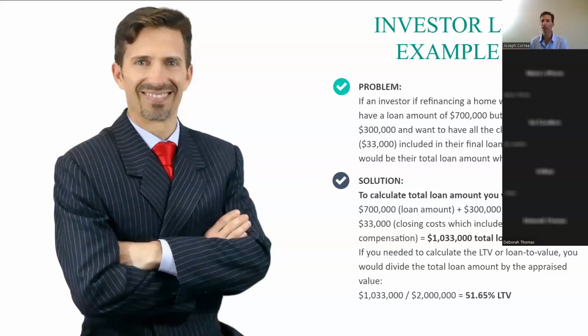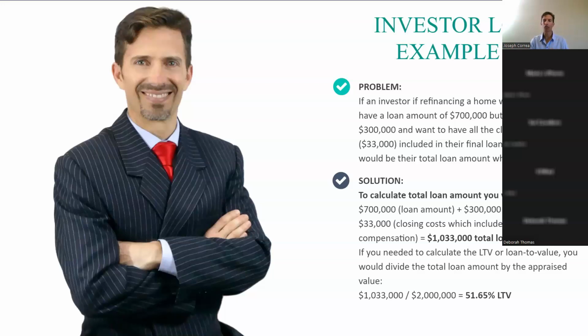All right, let's move on to example number 6. So we have an investor that's refinancing a home worth $2 million and they have a loan amount of $700,000, but they want to cash out $300,000. So how do we calculate this? And we also have to include the $33,000 in closing costs.